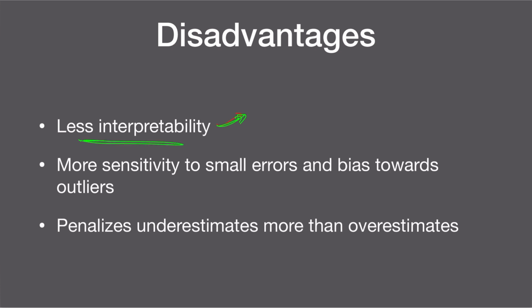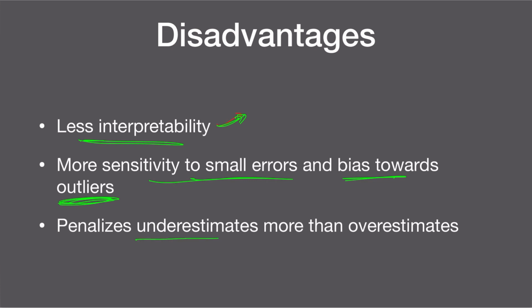We have seen this, it is more sensitive to small errors, and similarly it has a bit of bias to outliers. That means that whatever outlier is there, however big it is, its contribution becomes very less. So it is saying that, okay, if you have a lot of outliers in your data, it is fine, leave them. Error is very less because of them. So it is kind of taking their side, right? And it penalizes underestimates more than overestimates.